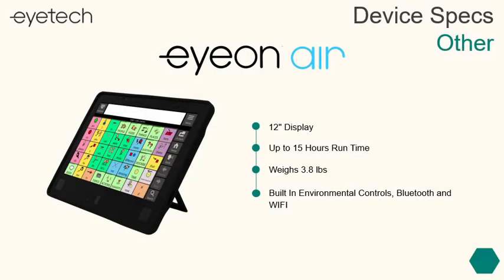Additional EyeOn Air specifications include a 12-inch display, up to 15 hours of runtime, a weight of 3.8 pounds, as well as environmental controls, Bluetooth, and Wi-Fi connectivity.